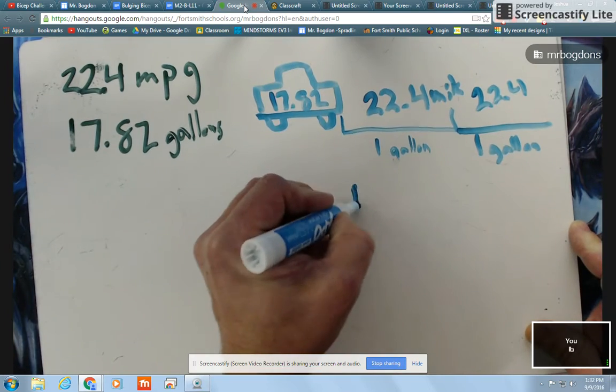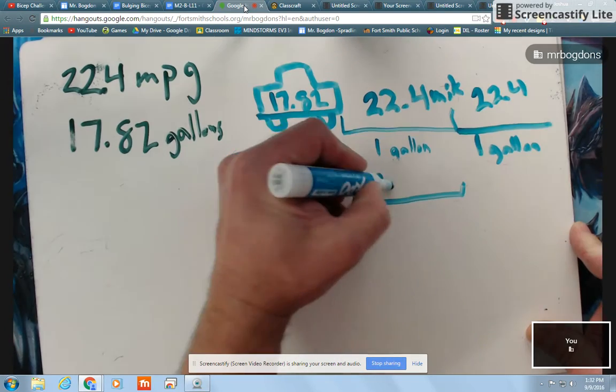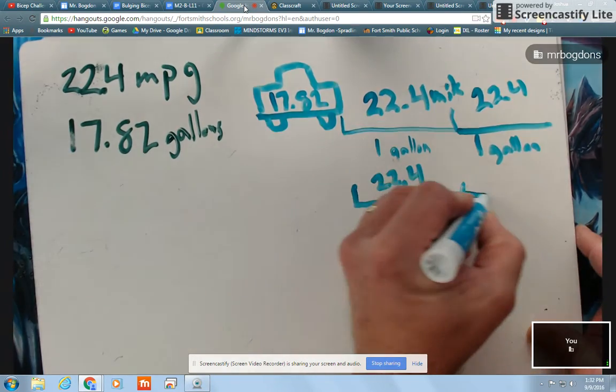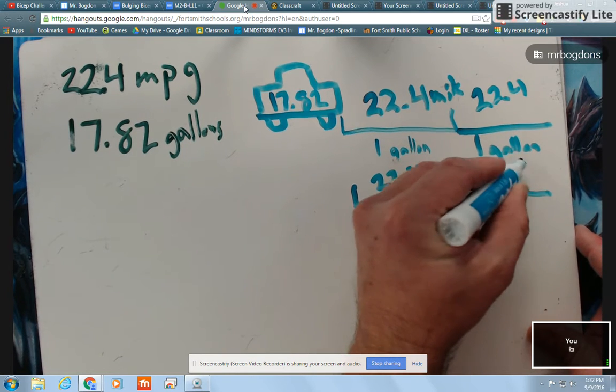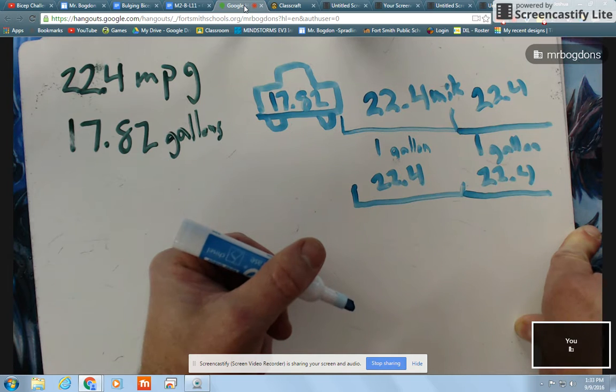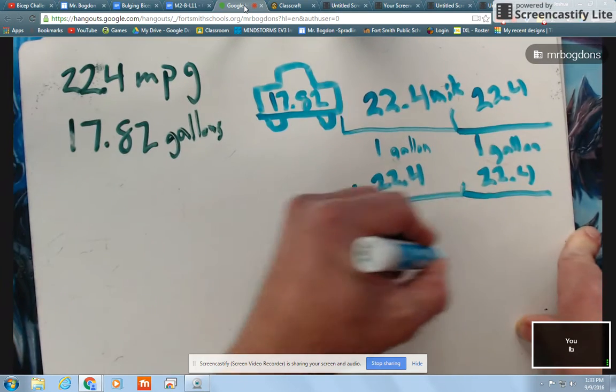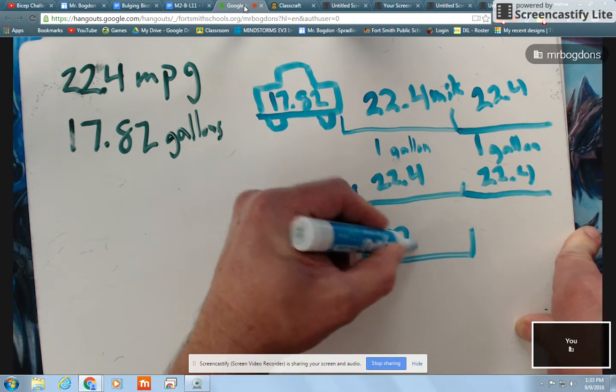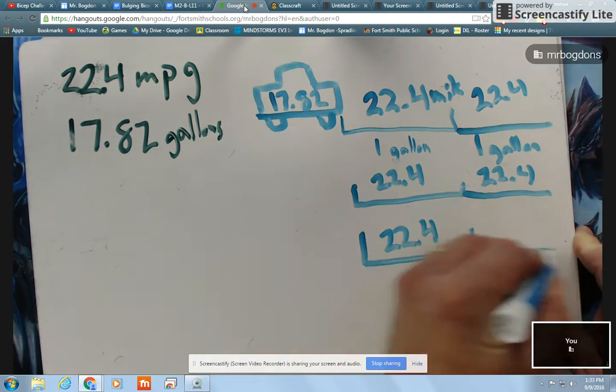Okay, and then the next gallon gets me how far? 22 and 4/10. Then the next gallon gets me how far? Then the next gallon gets me how far? Are you guys going to make me do the 17 and 82 hundredths times? The next gallon is going to get me how far?